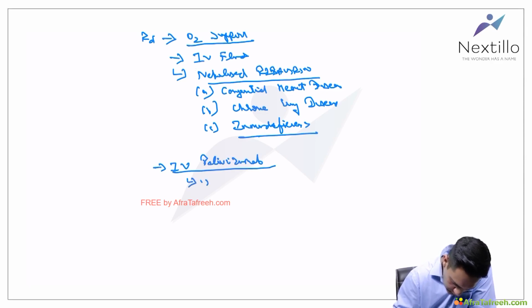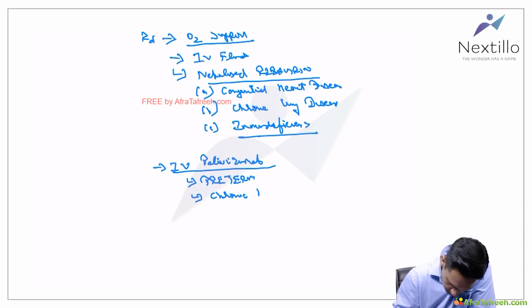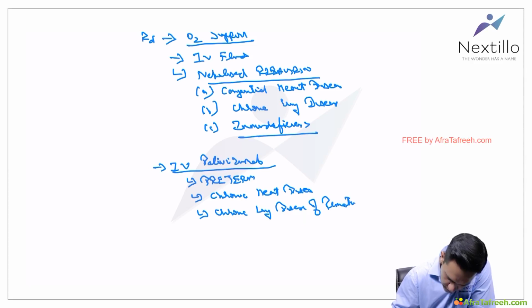Nebulized ribavirin or IV palivizumab can be used. It is used in preterms or with chronic heart disease or any chronic lung disease of prematurity. Most commonly, if associated with bronchopulmonary dysplasia, then you can give IV palivizumab.